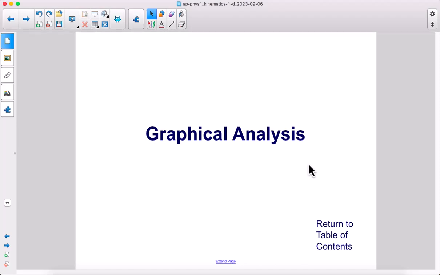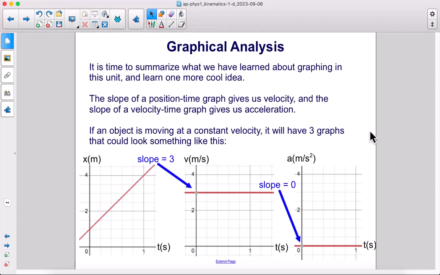Graphical analysis. It is time to summarize what we have learned about graphing in this unit and learn one more cool idea. The slope of a position-time graph gives us velocity, and the slope of a velocity-time graph gives us acceleration.